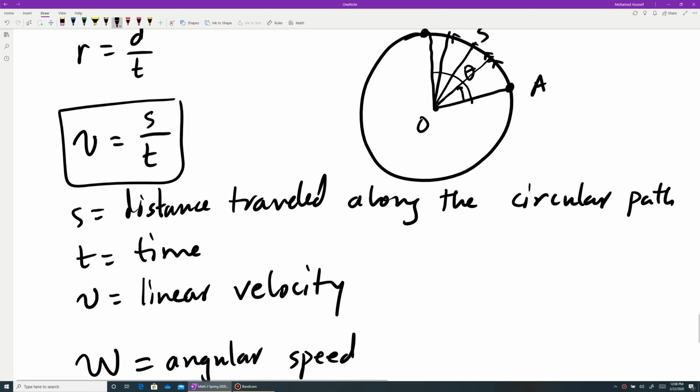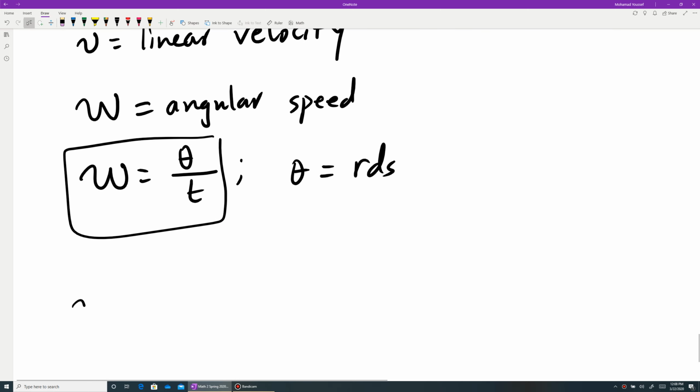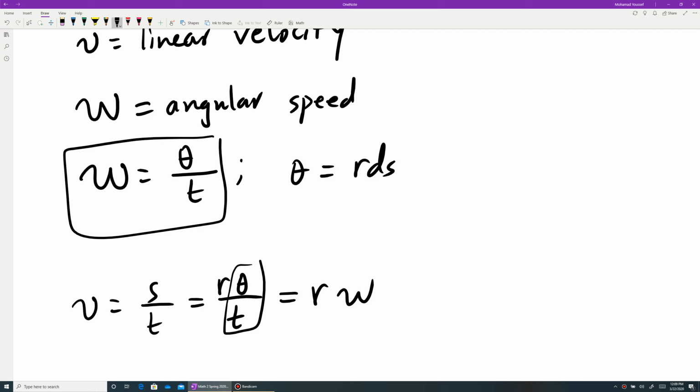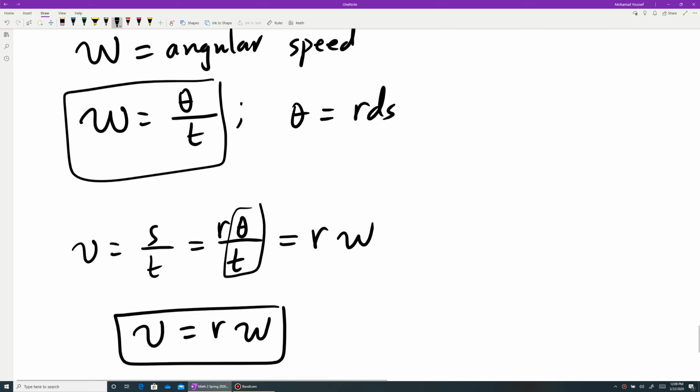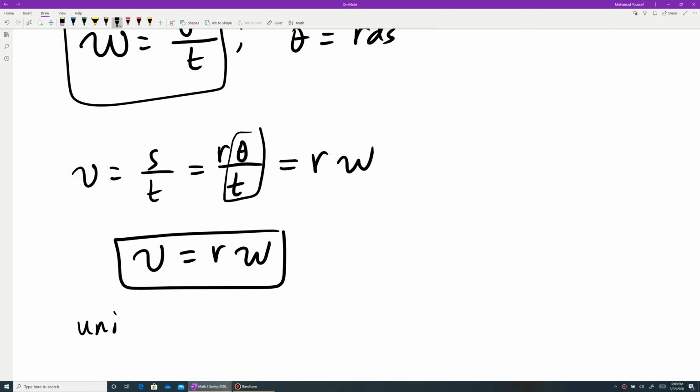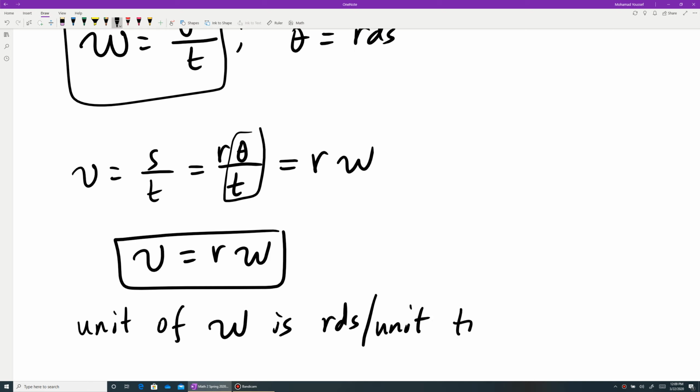Now, if we take these boxed formulas, v equals s over t, and we know s has a formula r theta, so v is r theta over t, and notice if we group these together, that's omega. That gives us a relation between v and omega. The linear velocity is the radius times the angular velocity. And usually the unit of omega is radians per unit time.